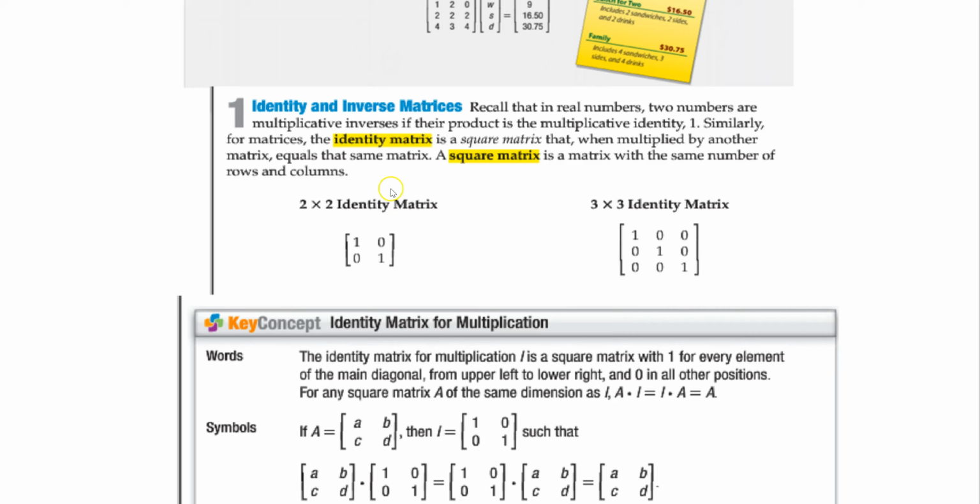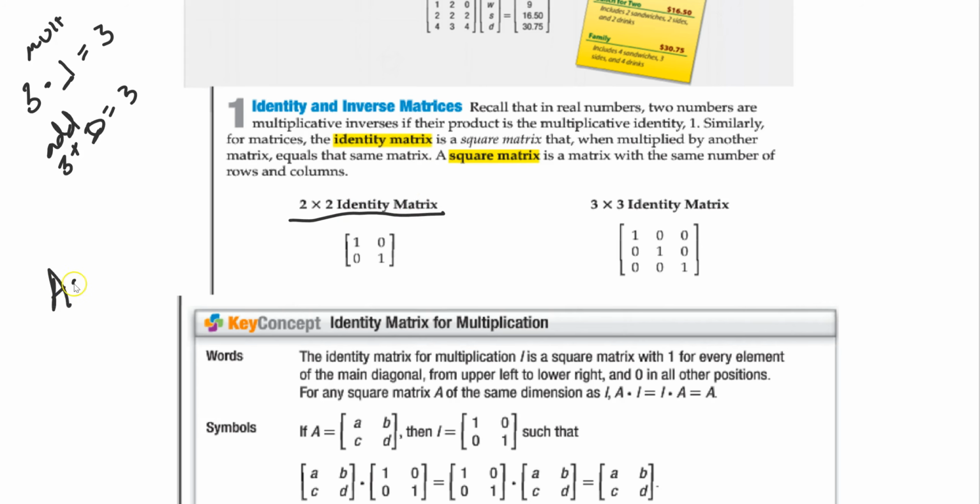Now, if you remember what identity means from mathematics, it's a number where, in multiplication, when you multiply by it, you get the same number back. So in regular multiplication, it's 1. In addition, if you want to add to something and get the same number back, it's 0. So in matrices, when we're talking about identity matrix, we're talking about multiplication. When you multiply a matrix by it, you're going to get the same matrix back.